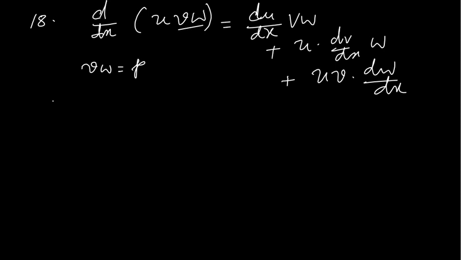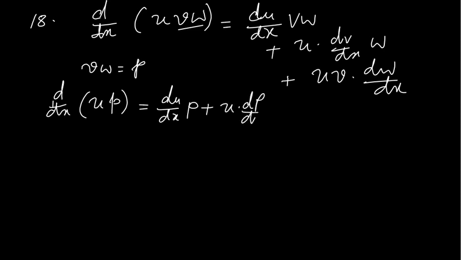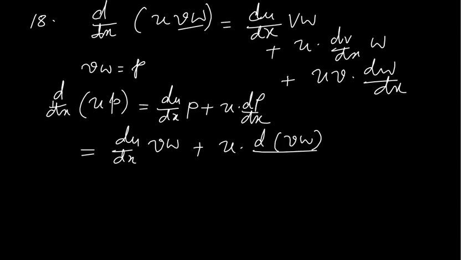So that's equal to du by dx into vw, this is the first part as is. For this, u into, first function, dv by dx w plus v into dw by dx. So you simplify, you get the same answer as given: du by dx vw plus u dv by dx w plus uv dw by dx. So this is the first method we have done as he asked.